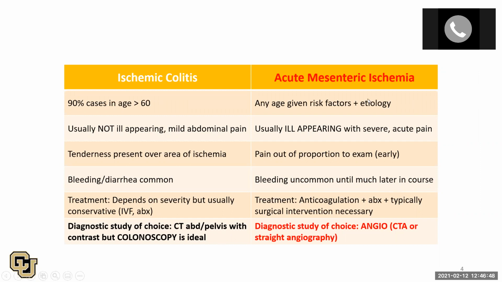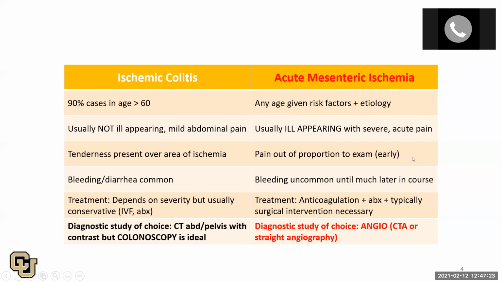Okay? Acute mesenteric ischemia is a much scarier entity, and that's why it's in red here. You can have it at any age, depending on your risk factors and the etiology of the ischemia. So please think about it in patients of all ages if the clinical picture is appropriate. They're usually very ill-appearing with severe acute pain. This is an acute diagnosis. They have pain out of proportion to exam. So their exam will be like, well, they don't really seem that bad, but they're dying of pain. And this is an early sign.